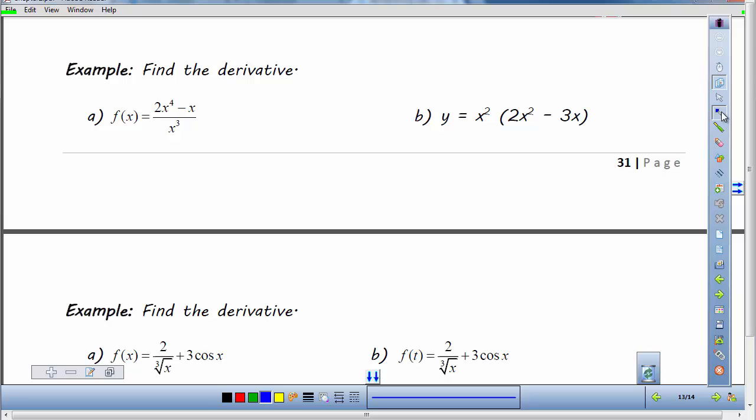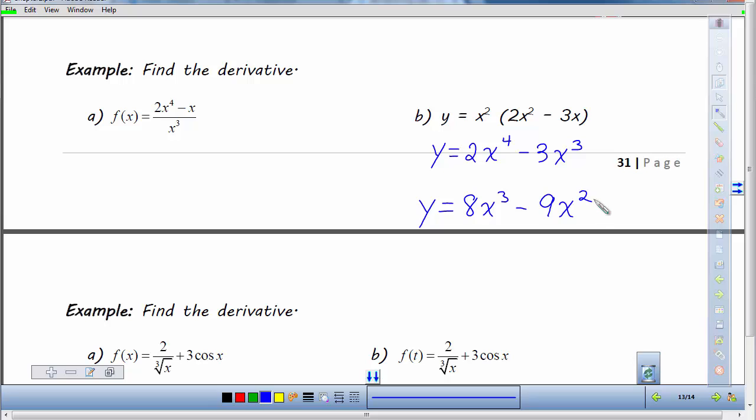Over here, we don't have a product rule yet, so what I'm going to do is simplify by distributing x squared. So we get what? 2 fourths. Very good. So that's y. Now I need to take the derivative, and what is it going to be? What else? Minus 9x squared. All right, very good.